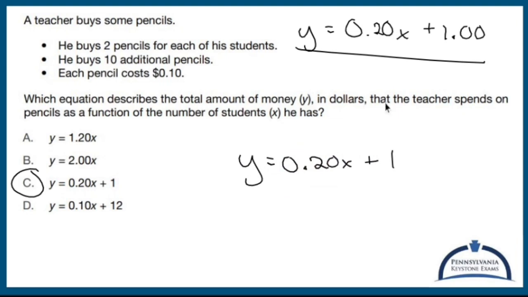The answer is C. A is saying that the teacher spent $1.20 per student. B is saying the teacher spent $2 per student. C is saying that he spent 20 cents per student plus $1. And D is saying he spent $10 per student plus $12. I'm sorry, 10 cents per student plus $12. So the answer that I need here is C. That's what matches up. The end.